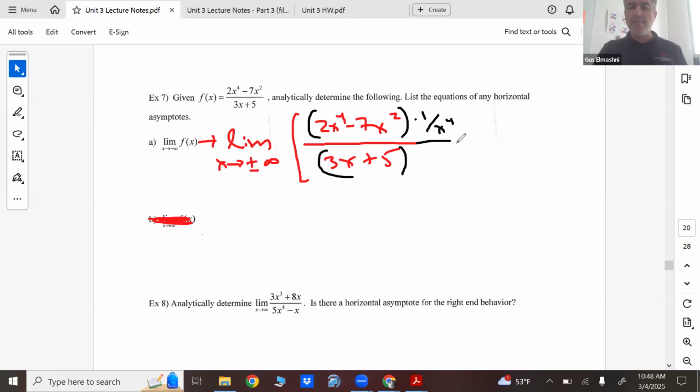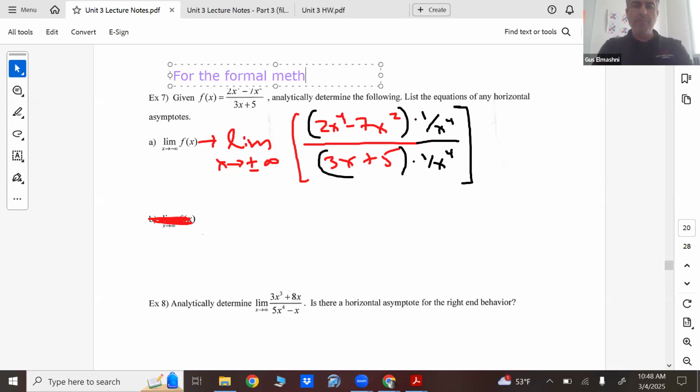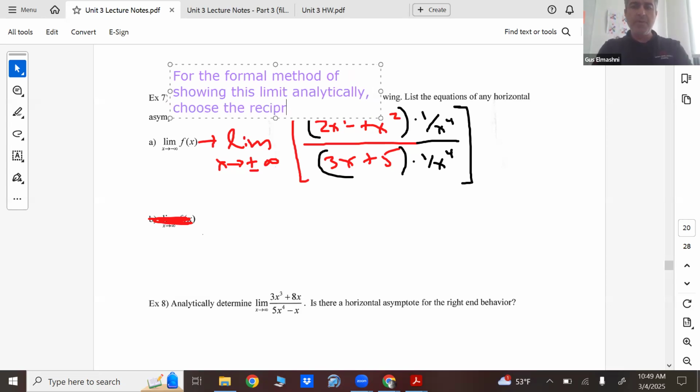Oh, so you only look at one. Oh, I see. But you always just do this to get rid of the... Yeah, what you do is you choose, for the formal method of showing this limit analytically, the reciprocal of the highest power for both.